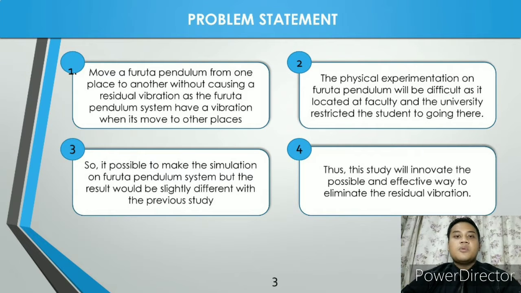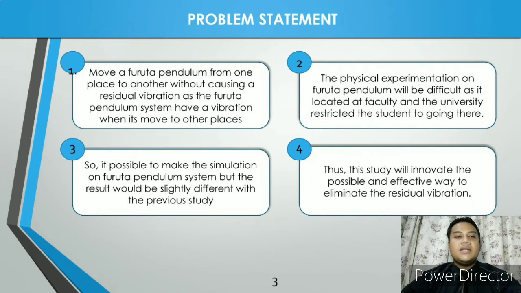Next, I will explain about my problem statement. There are 4 problem statements that I found in this research. Number 1 is to move a full-rota pendulum from one place to another without causing a residual vibration, as the full-rota pendulum system has a vibration when it moves to another place. Number 2 is the physical experimentation on the full-rota pendulum will be difficult as it is located at the faculty and the university restricted the students from going there.